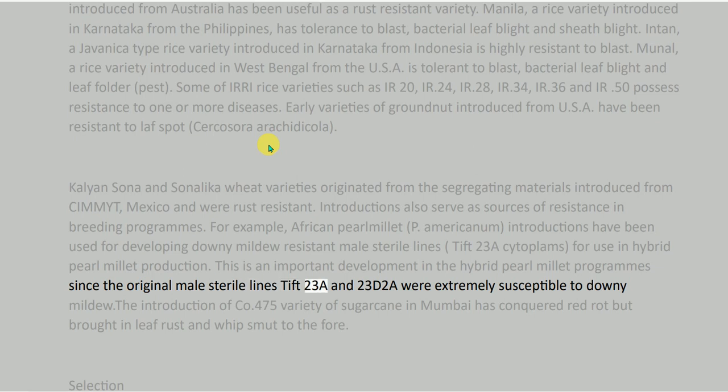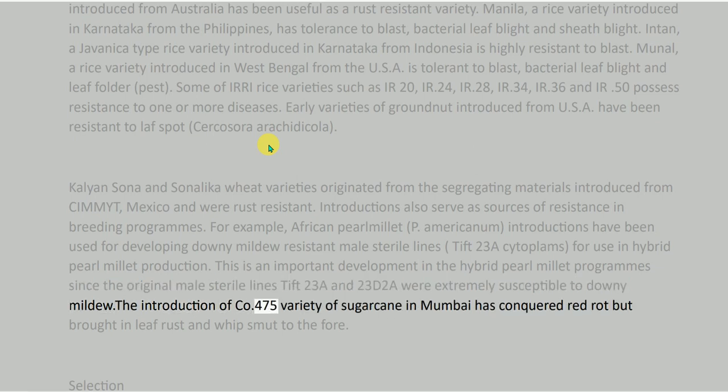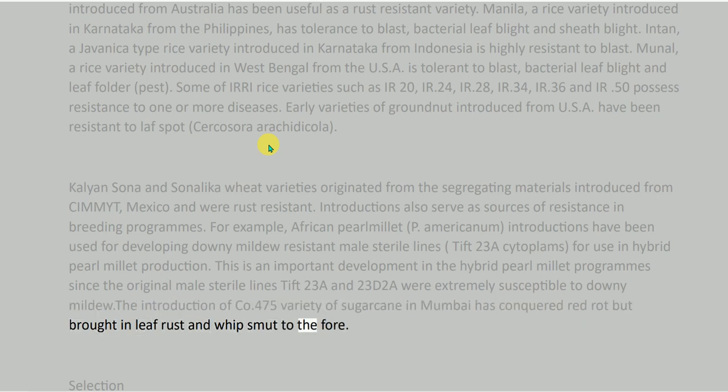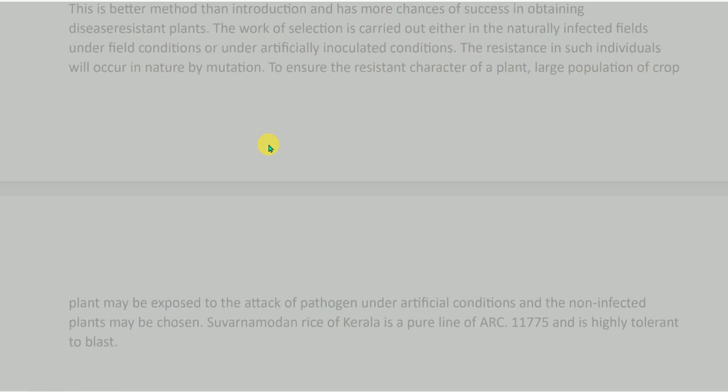The introduction of Co475 variety of sugarcane in Mumbai has conquered red rot but brought in leaf rust and whip smut to the fore. Selection. This is a better method than introduction and has more chances of success in obtaining disease-resistant plants. The work of selection is carried out either in the naturally infected fields or under artificially inoculated conditions.